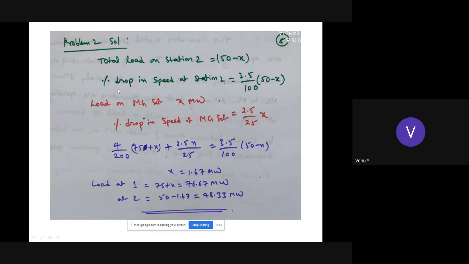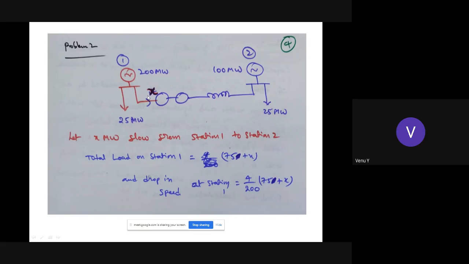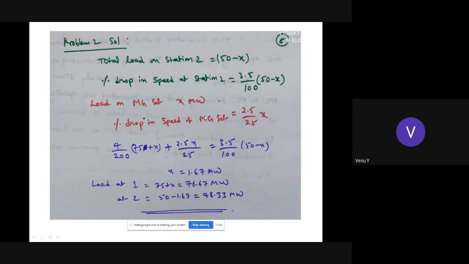Third equation: load on the MG set is x megawatts. Since x megawatts is flowing from here to here, and in between this MG set is there, hence it is x. Therefore, full load variation is from 0 to 25, the variation is 2.5. When x megawatts are there, x by 25 into 2.5 is the drop in speed at the MG set.